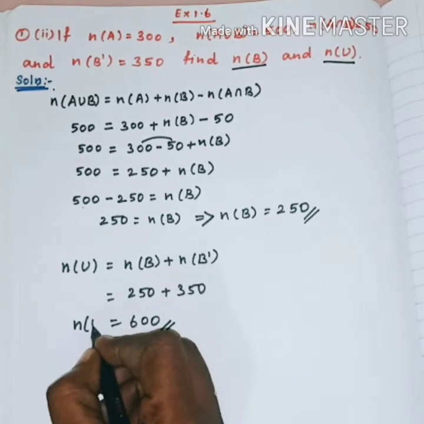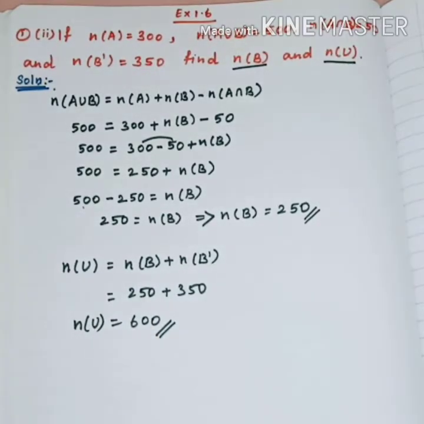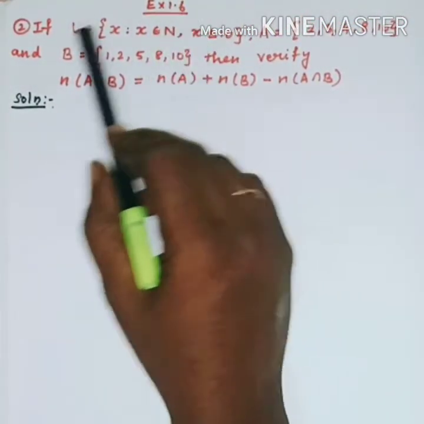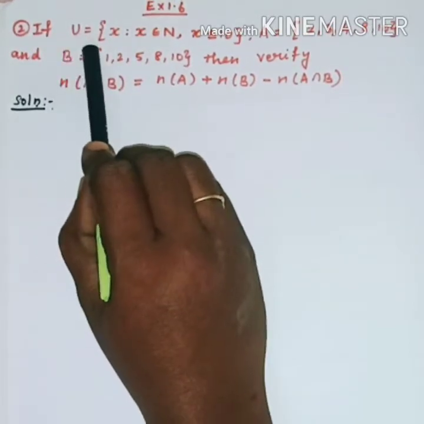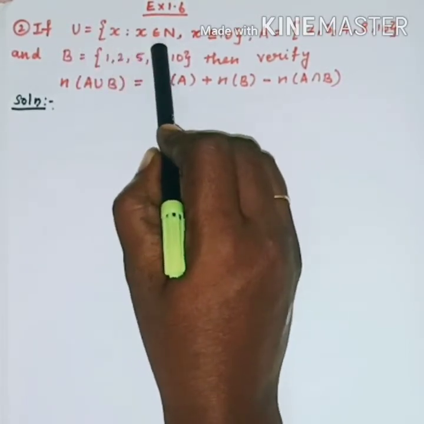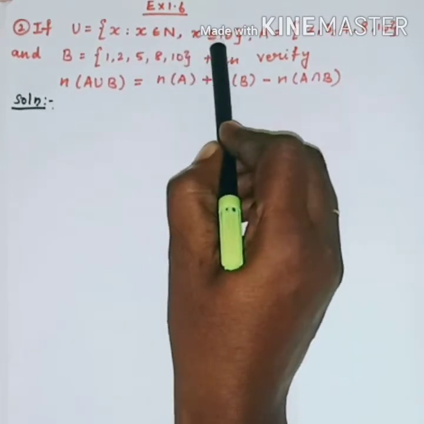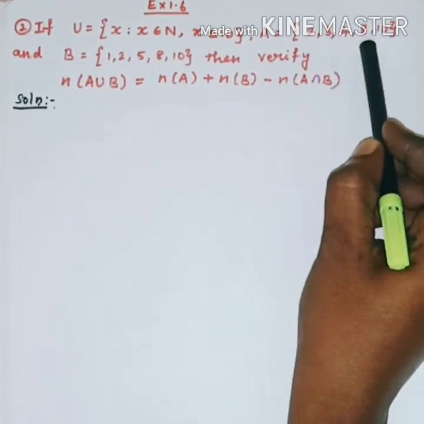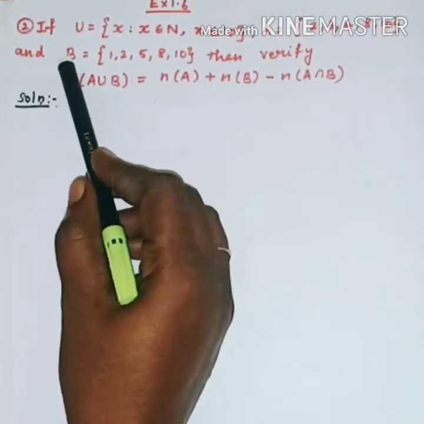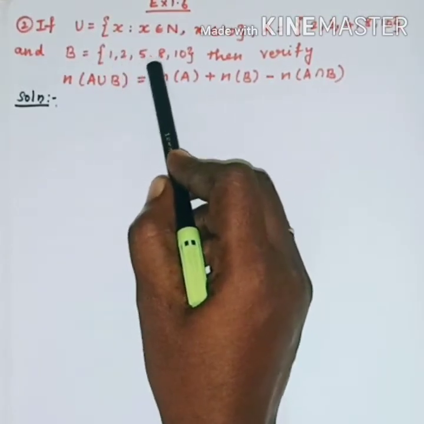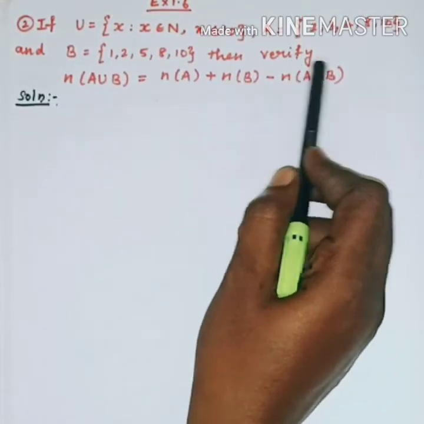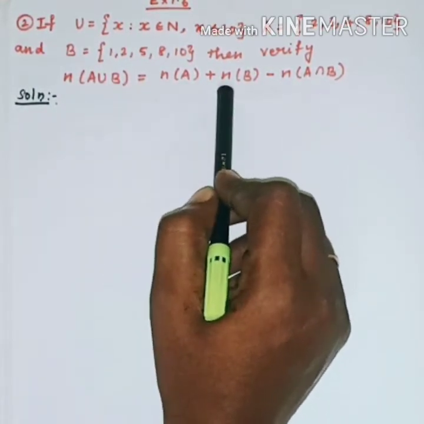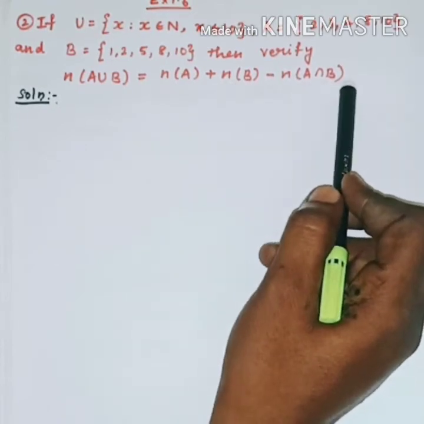This is the value for n of U and this is the answer. Next sum is exercise 1.6, second sum. If U is equal to {x such that x belongs to capital N, x less than or equal to 10}, and A is equal to the set {2, 3, 4, 8, 10}, and the set B is equal to {1, 2, 5, 8, 10}, then verify n of A union B is equal to n of A plus n of B minus n of A intersection B.